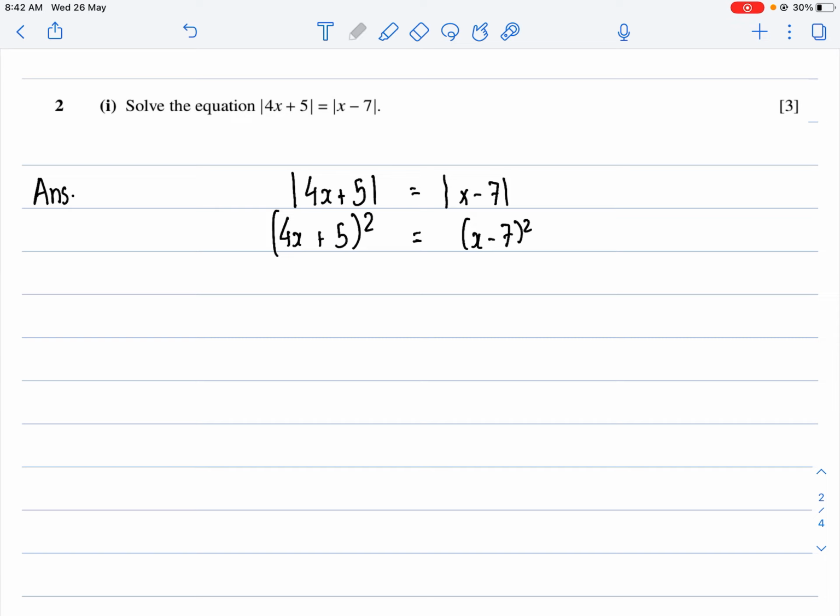Now if you notice, this is simply (a plus b) the whole square, which can be written as a square plus b square plus 2ab, and this is (a minus b) the whole square, which can be written as a square plus b square minus 2ab.